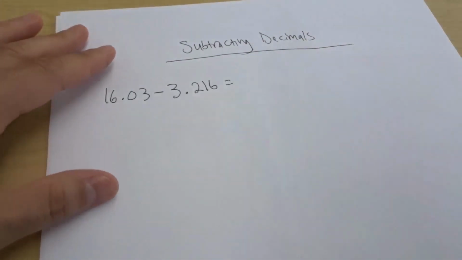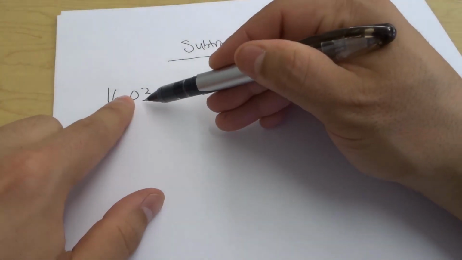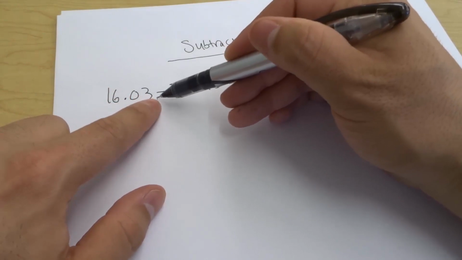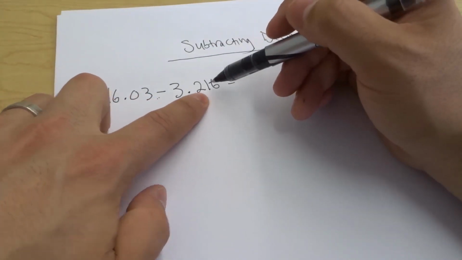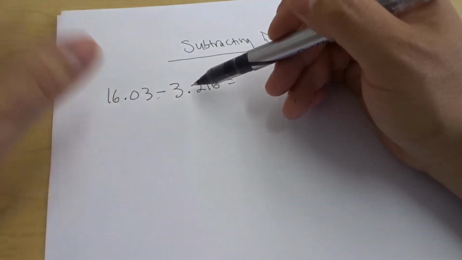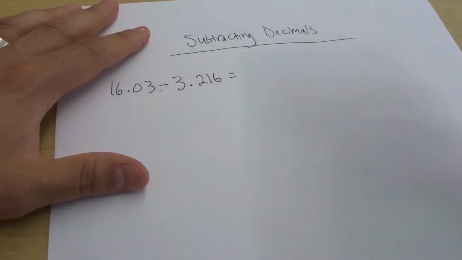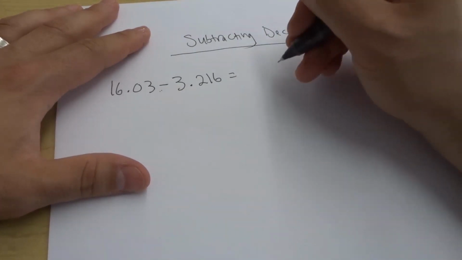As you can see, they're not exactly the most even numbers. One of them has two spaces after the decimal, the other has three spaces after the decimal. One of them has two spaces before the decimal, the other has one space before the decimal. So what you want to do at first is write these numbers so that the decimals stack on top of each other.